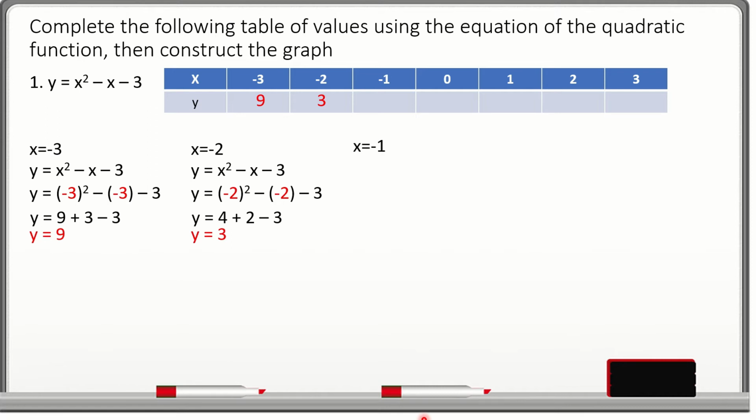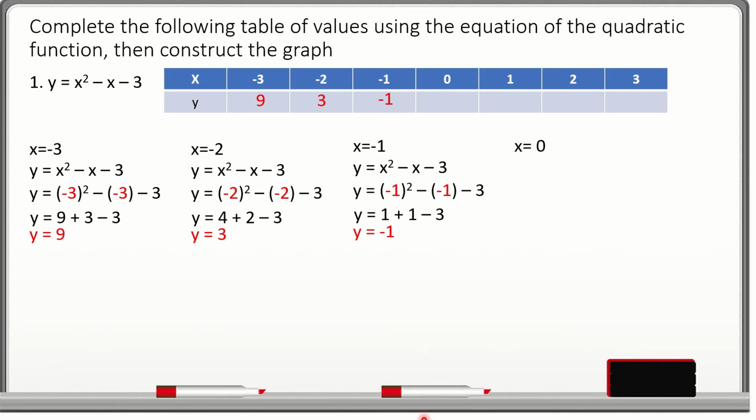Next, we substitute x is equal to negative 1. We have y is equal to x squared minus x minus 3. So substitute x is equal to negative 1. We have y is equal to negative 1 squared minus negative 1 minus 3. We have negative 1 squared is 1, minus negative 1, we have positive 1, minus 3. So 1 plus 1 is 2, minus 3, we have y is equal to negative 1.